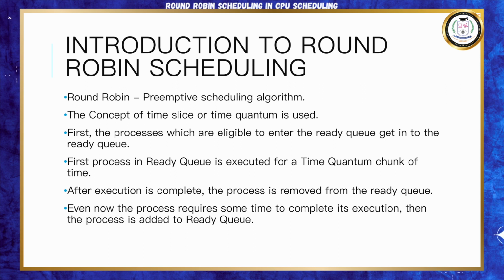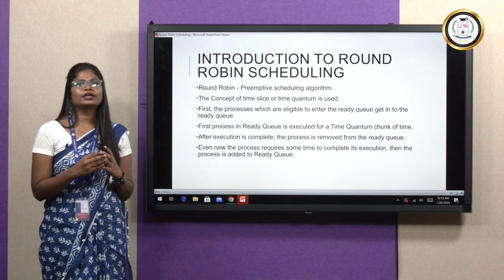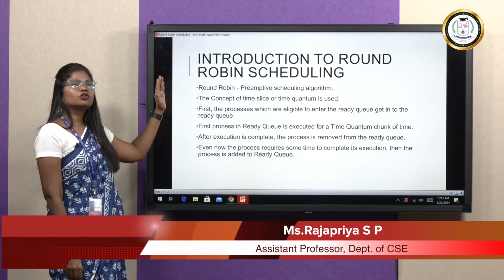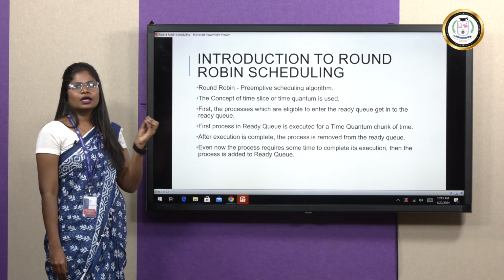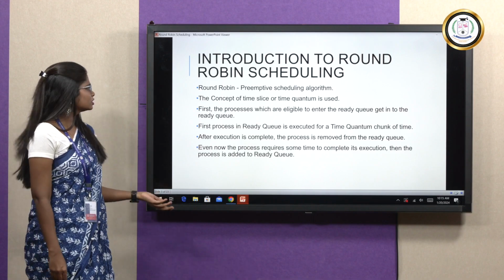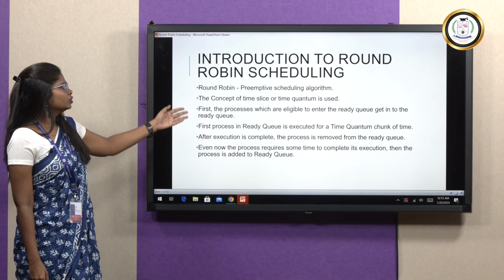Round-robin is a preemptive scheduling algorithm, that is, the CPU will be given a proper time for each and every process, and in this we are using the concept of time slice. Time slice is nothing but a specific amount of time which will be given to each and every process. Every process goes into the ready queue.